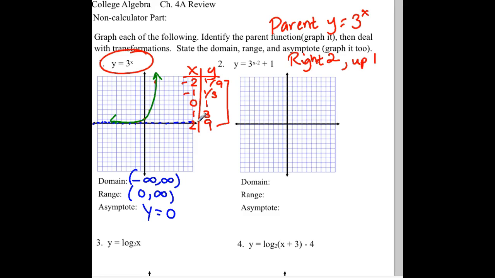So we're actually going to start with those same points that we just plotted. All right, so take a minute and get those put on your paper. And we're going to take those points and we're going to just shift them right 2 and up 1. So the top point here, right 2 and up 1 would land here. Right 2, up 1. And we're going to continue to do that for each point.